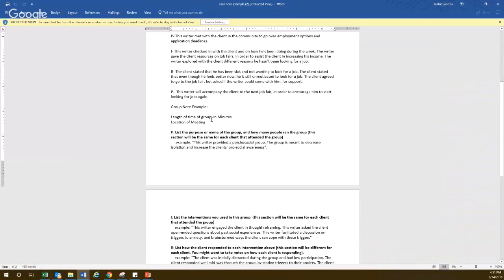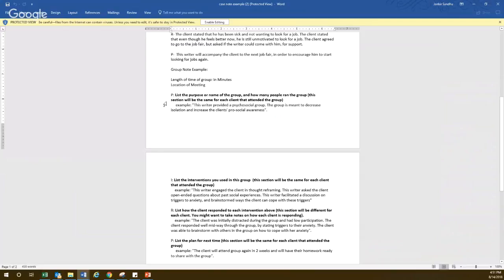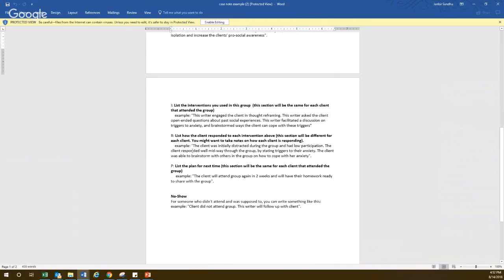Same thing, length of time in minutes and the location of the meeting. The purpose would be the purpose of the group, right? How many people are attending, who ran the group. There's an example that this writer provided a psychosocial group. The group is meant to decrease isolation and increase the client's pro-social awareness. Then you would list the intervention, right, that you use in the groups.